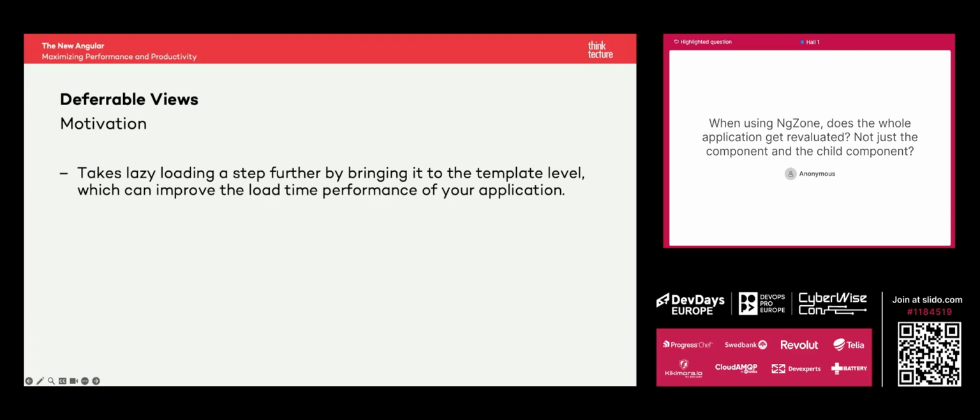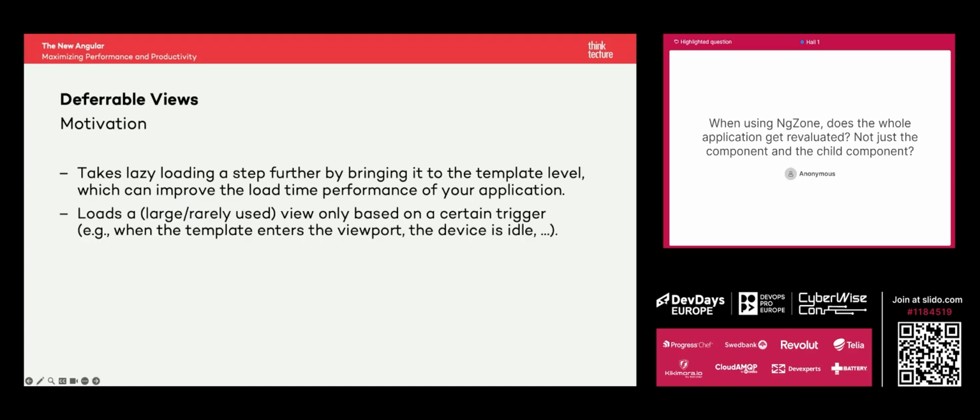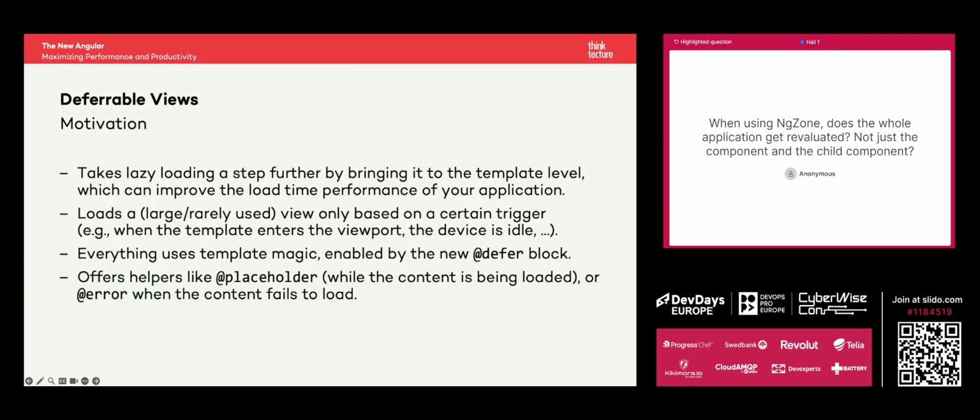So deferrable views take lazy loading a step further. It was possible on a route basis, and now it brings it even to the template level, to the view level. You can specify a fragment of your application where you want to lazy load things. And this is exactly what this defer block does. With the help of that, you can basically offload large chunks of your app, or rarely used chunks, and only load them when they are actually visible, for example. Everything is provided by template magic, so you don't have to care about anything, right? All handled by the framework for you, and it uses this new @defer block.